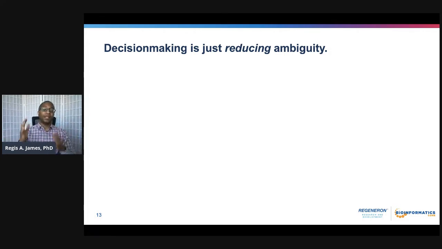Now, what exactly does that mean in practice? Well, decision making, deciding which hypotheses to move forward with and which ones not to, is simply decision making in terms of reducing ambiguity. And one could argue that all decision making is just reducing ambiguity in terms of the different options, so that which ones you need are most clear. So what do I mean by that?